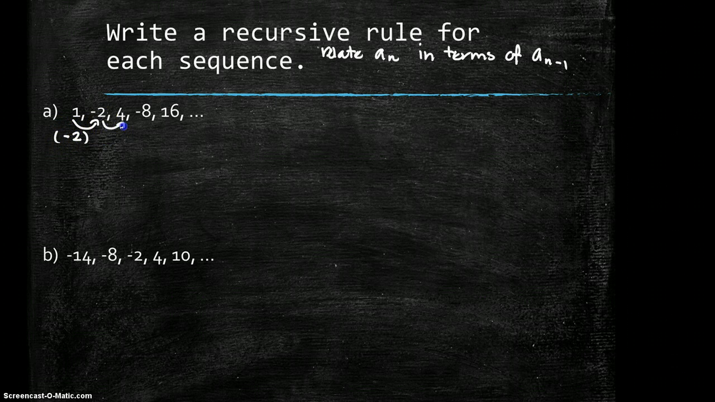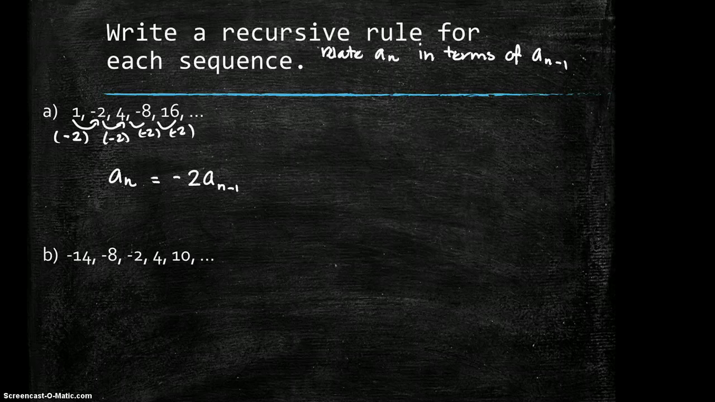Let's check it for each term just to make sure. Times negative 2, times negative 2, times negative 2. Love it. So a sub n, my general one, is going to be negative 2 times a sub n minus 1. Notice here, this is a subscript. It means it's smaller and in the right corner.